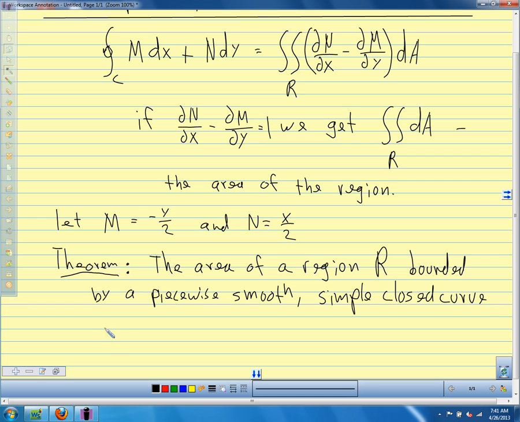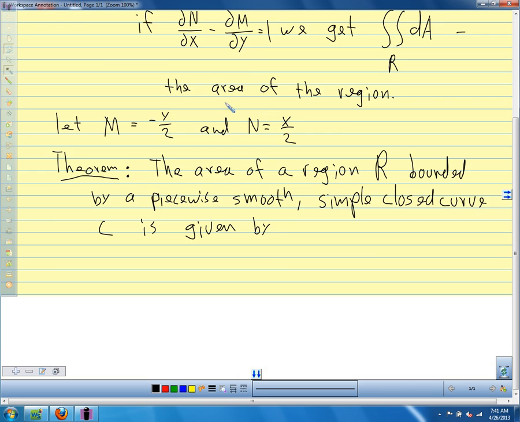And we'll call it C, is given by, and we're just going to write our line integral with M and N here. Our area equals a line integral around our curve. And I'm going to put this 1/2 in front, minus y dx plus x dy.